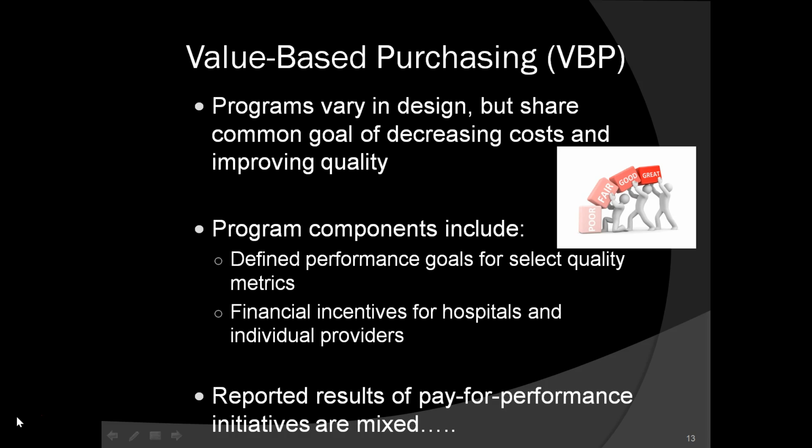Program components include defined performance goals for select quality metrics, as well as financial incentives for hospitals and individual providers. The reported results of pay for performance initiatives are mixed. Questions still remain on their ability to create sustainable value and affect health outcomes. Federal and commercial programs continue to multiply. So value-based purchasing aligns a portion of Medicare payments with provider performance on quality metrics, and it will also affect providers in multiple healthcare settings.